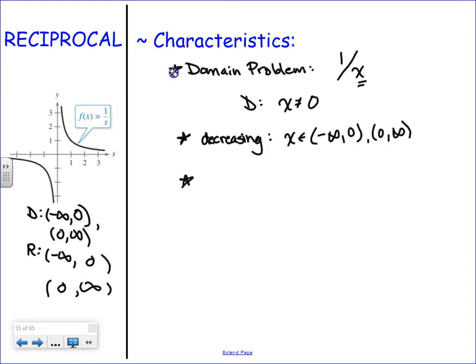What's happening here? What's at x equals 0? What's at the 0 of the denominator? What's that called again?